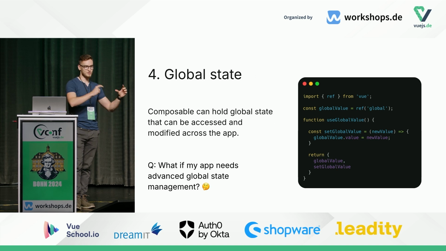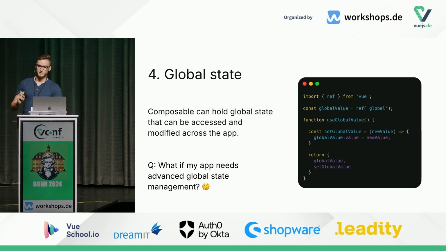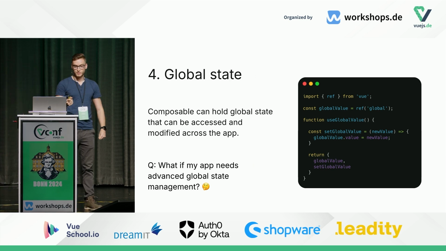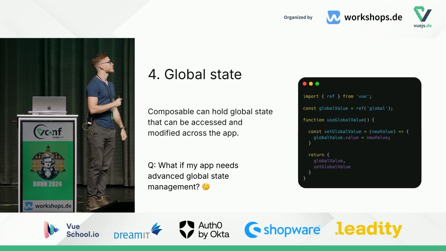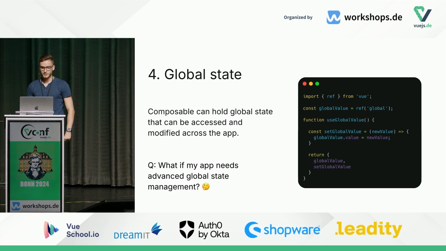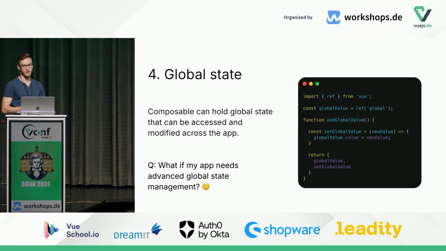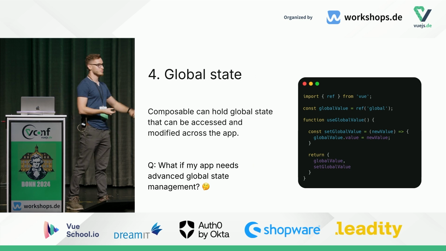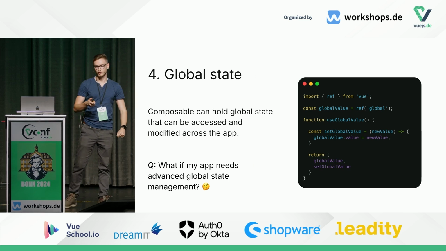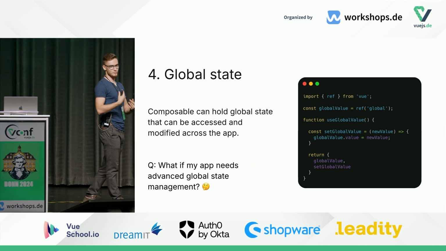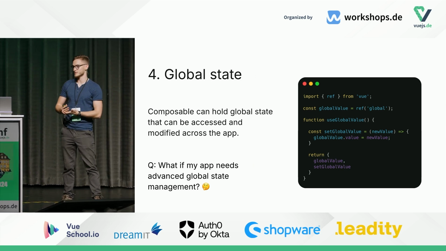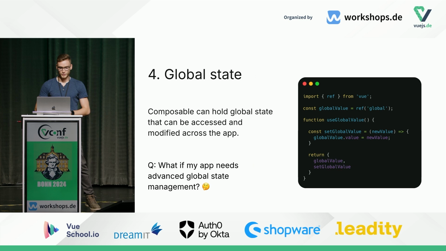Global state. Composables can have some sort, I would say, of global state if we define the ref outside of the composable function. So we can have a variable called globalValue, which is registered above the useGlobalValue composable. And then we can have a function that will update the global value, and we return both globalValue and setGlobalValue function. This works, but if you really need global state management, I would recommend you to use tools that were designed for that, either Pinia or Vuex.